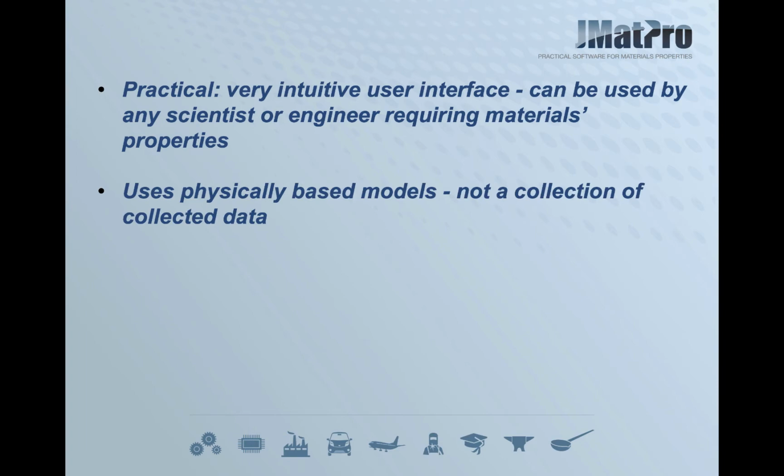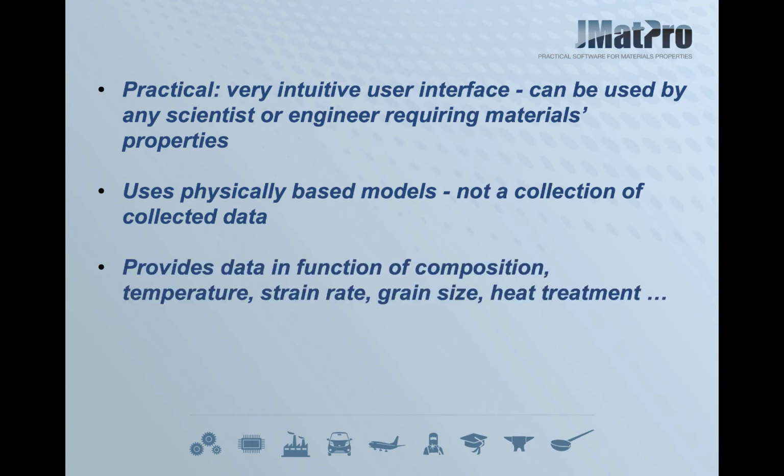It is important to understand that JMatPro is not a database of experimental data collected from various sources, but incorporates physically based material models that have been extensively validated. Which also means that effects of composition, grain size, heat treatment, and so on can be taken into account in a consistent way.